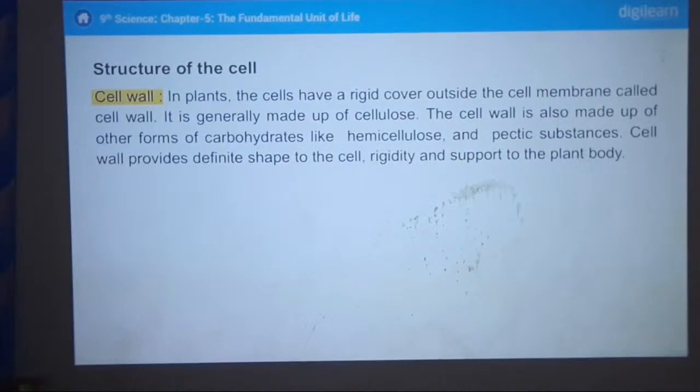Cell wall. In plants, the cells have a rigid cover outside the cell membrane. This is called the cell wall. It is generally made up of cellulose. The cell wall is also made up of other forms of carbohydrates like hemicellulose and pectin substances. Cell wall provides definite shape to the cell, rigidity and support to the plant body.